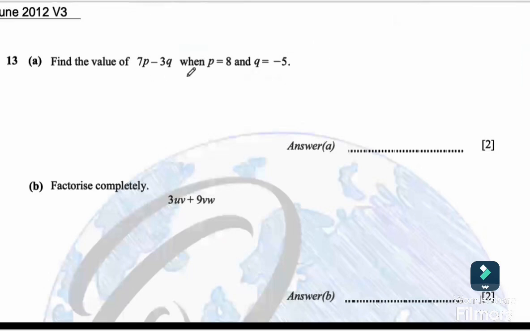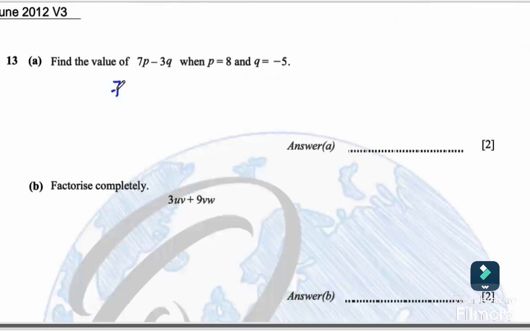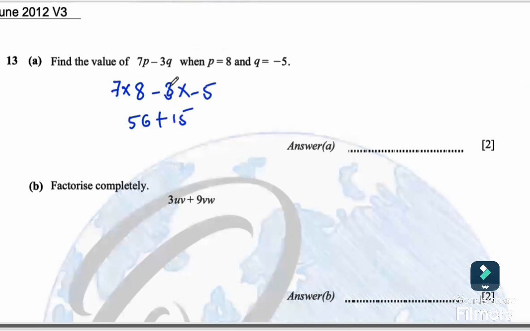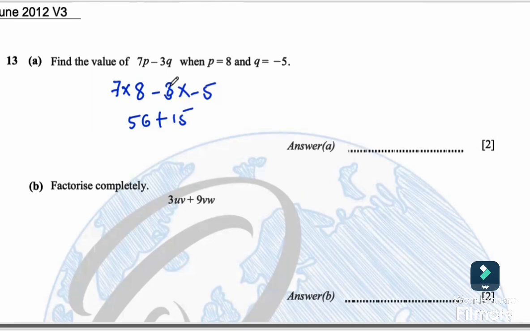Find the value of 7p minus 3q when p is equal to 8 and q is equal to minus 5. Just you need to substitute the value of p as 8 and q as negative 5. So it will become 8 sevens are 56. 56 minus into minus plus 15. So use your calculator. So 56 plus 15, which is going to be 71.